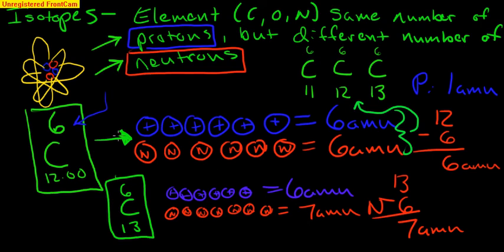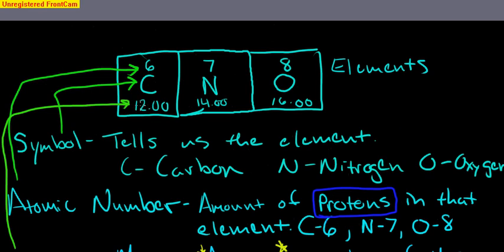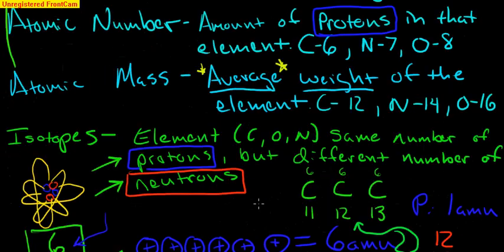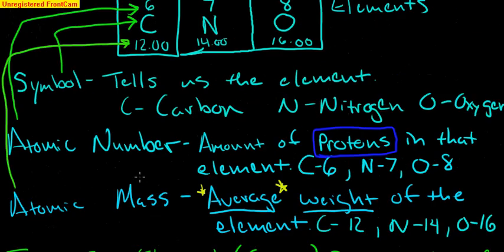Okay. So when we go back and we look at the periodic table and we see that number underneath it, let me see here. Let's go back. So when we go up here and we see this number 12, this number 14, this number 16, remember I said the atomic mass is the average weight of the element. That average that they're getting is these isotopes down here, different versions of carbon. So if you add these up, divide by 3, you get 12. Take 11 plus 12 plus 13, divide by 3, you get 12. So essentially the atomic mass is the average weight of the element.